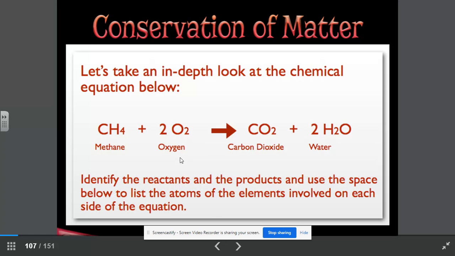Identify the reactants and the products and use the space below to list the atoms of the elements involved on each side of the equation. So again, the reactants are the methane and the oxygen, right? When there's no coefficient in front, I know that means 1 molecule of methane. Here I have a coefficient, so I have 2 molecules of oxygen, which is O2. They're going to combine, and I'm going to be left with the same amount of matter, same amount of atoms. They've just been redistributed, kind of rearranged.